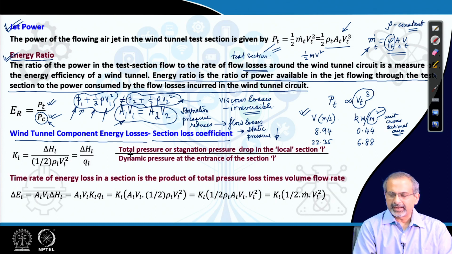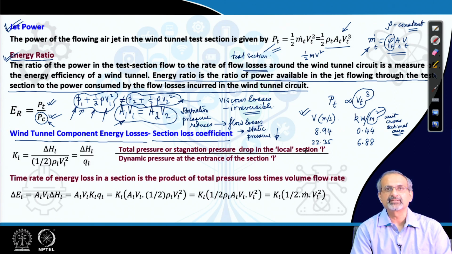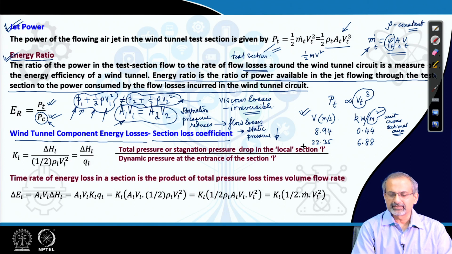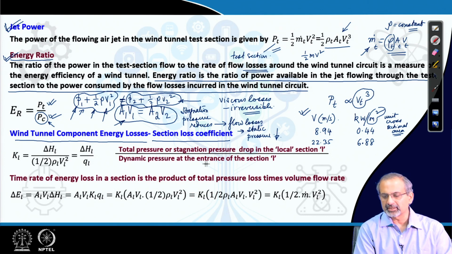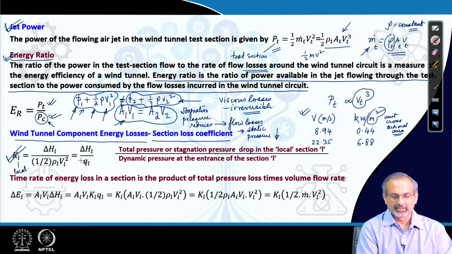What is the idea? At a certain location, if you pick up a certain component, then the total pressure or stagnation pressure drop in that local section or the local component, which we are demarcating as L, if you take a ratio of that with the dynamic pressure at the entrance of that section L, then that gives us a section loss coefficient, which we define as KL, L for local. So, this is the total or stagnation pressure drop across that section, and this is the dynamic pressure available at the entrance of the section.